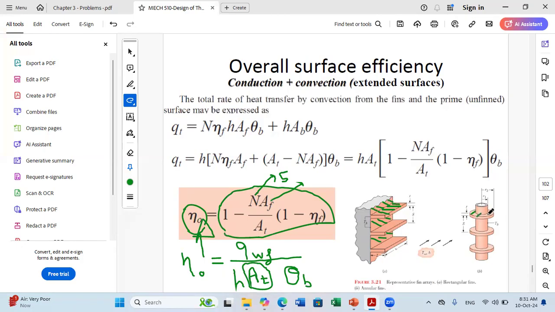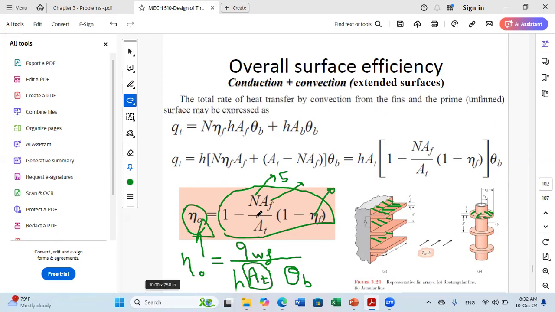You need to take the upper and lower area of each fin. We take the area 2 times pi, or 2 corrected r2 square minus r1 square, as we did in the previous problem, okay? And eta_f represents the efficiency per fin. So it's similar to using the graphs that we used in the previous problem, okay?